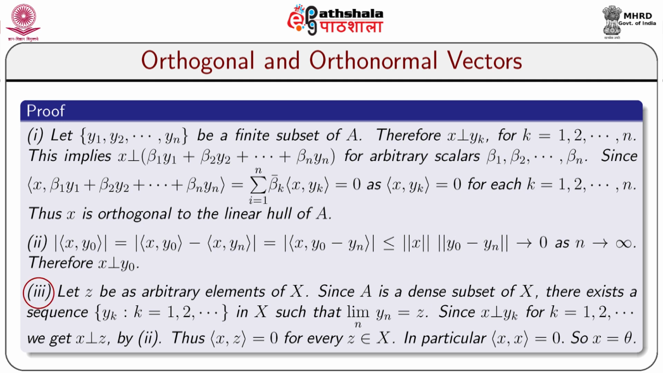For the proof of 3, let z be an arbitrary element of X. Since A is a dense subset of X, there exists a sequence of elements yk, k = 1, 2 and so on in X, such that limit yn is equal to z, the limit taken over n. Since x is perpendicular to yk for k = 1, 2 and so on, we get x is perpendicular to z by the continuity of inner product. Thus, ⟨x, z⟩ is equal to 0 for every z belonging to X. In particular, ⟨x, x⟩ is equal to 0, so x must be equal to θ, that is x is equal to the zero vector.